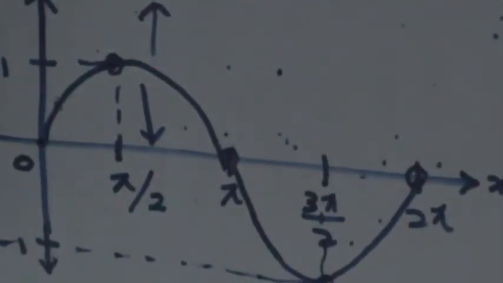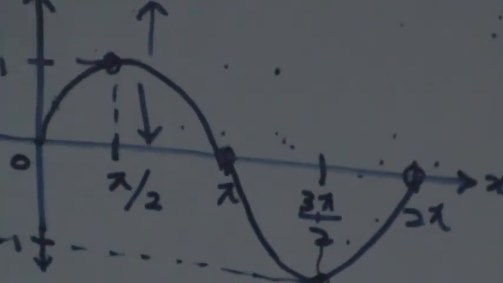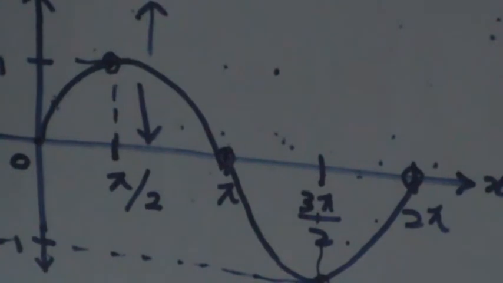So the final graph of y equals sin 2x will be like this. This is x, this is y, this is 0, this is pi by 2, this is pi. So the graph will be like this. So this is the graph of y equals sin 2x. At pi by 4 it will achieve the value that is achieved by y equals sin x at pi by 2, so this will be plus 1 here.